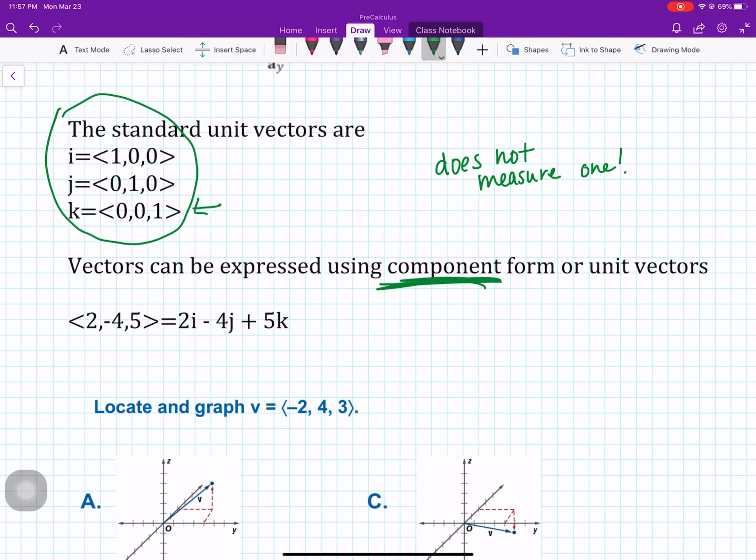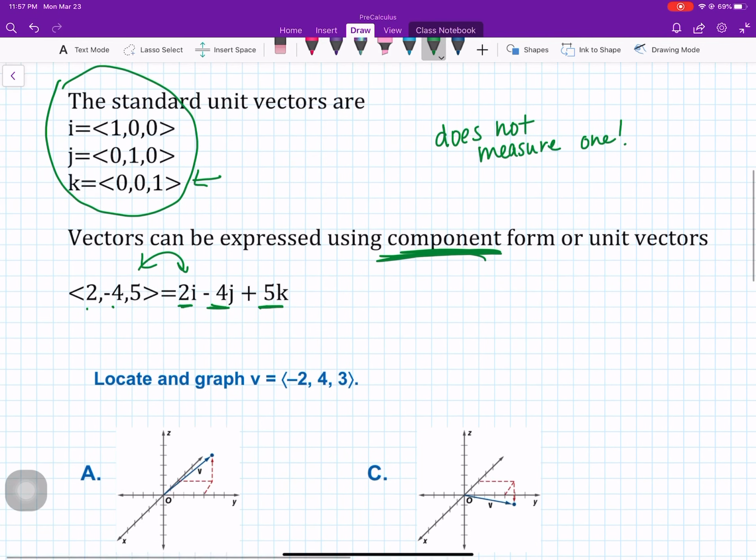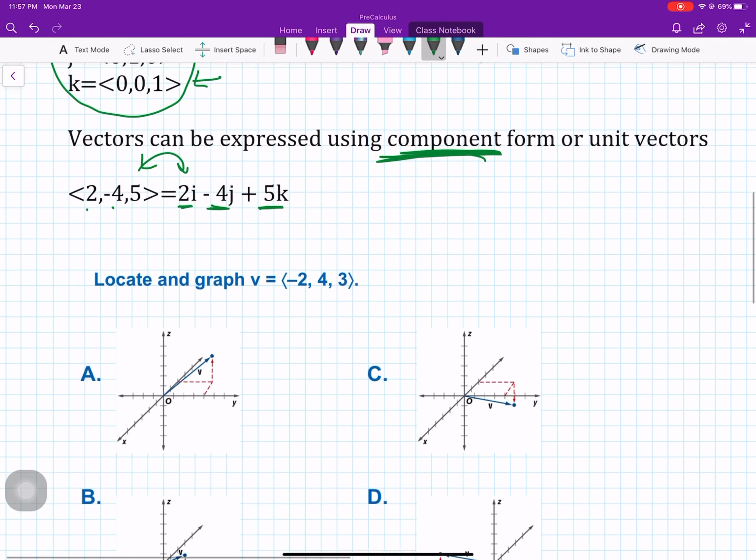So this vector 2, negative 4, 5 is the same as saying 2i minus 4j plus 5k. These are equivalent forms of the same vector. Neither one of these is a unit vector. We'll talk about that later.